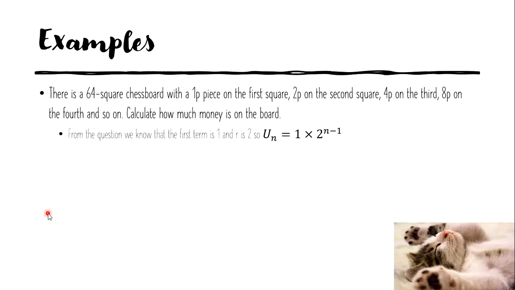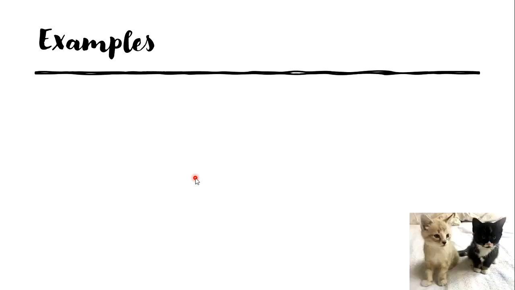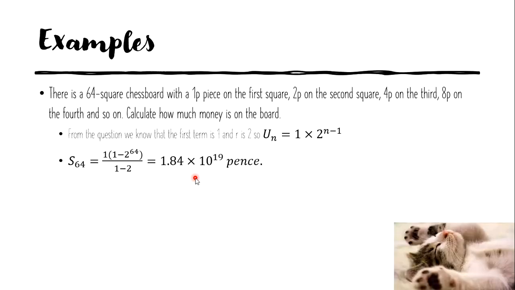It's a different question. Okay, so from the question, we know the first term is 1 and r is 2. So the nth term, u of n, equals 1 lot of 2 to the n minus 1. And s of 64 must be 1 lot of 1 minus 2 to the 64 over 1 minus 2. We didn't actually need the nth term in this case, but I gave it just in case. And that is equal to this. That is a massive number in standard form. Okay, so we left it in that form.